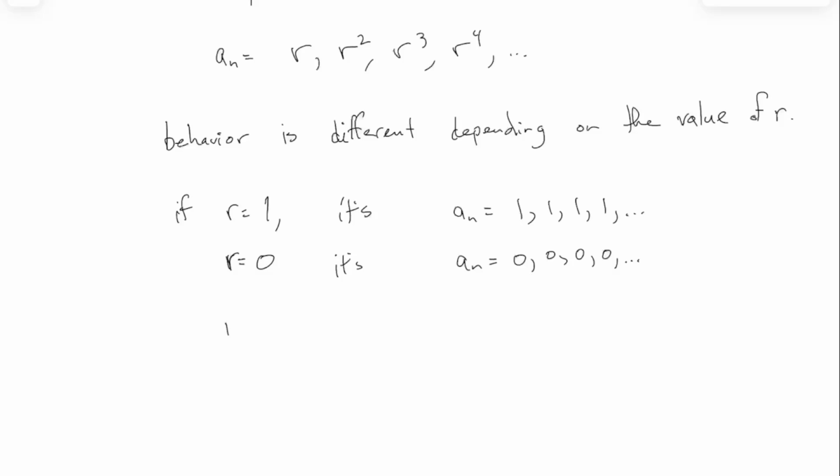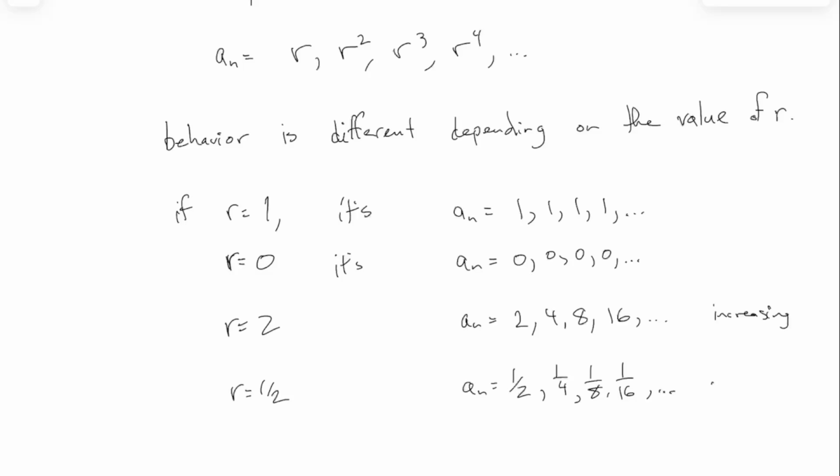But if there are other numbers like r equals 2, a_n would be 2, 4, 8, 16. These are powers of 2, and of course that increases. Can anybody give me an example value of r where the sequence decreases? That actually is possible. Yeah, somebody said 1/2. If you use 1/2, then it looks like 1/2 and then 1/2 squared, which is 1/4, which is smaller, then 1/8, then 1/16. So this one is increasing, but the one I just wrote is decreasing.